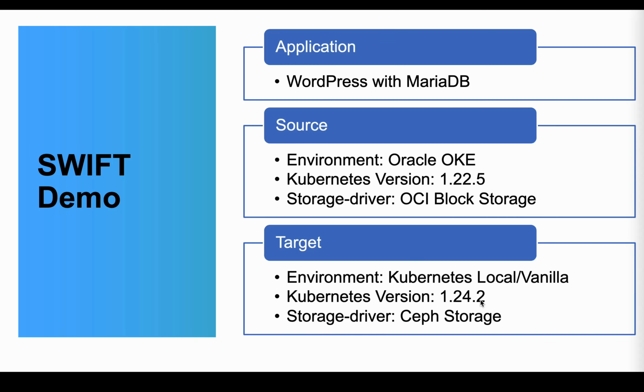In this demo, we'll look at Oracle Kubernetes Engine, also known as OKE, to on-prem disaster recovery setup. Oracle OKE is running 1.22.5 Kubernetes version, and on-prem Kubernetes is running vanilla 1.24.2 Kubernetes, and on-prem is also using Ceph storage, while the Oracle side setup is using OCI block storage. So you'll also see how Swift helps you convert storages and remove that vendor lock-in for storage. This is also a cross-environment, cross-version demo.